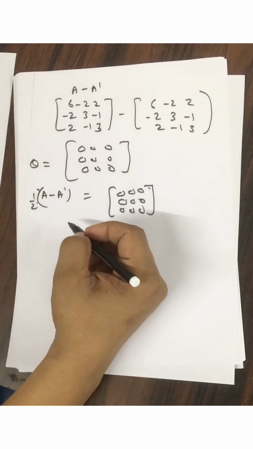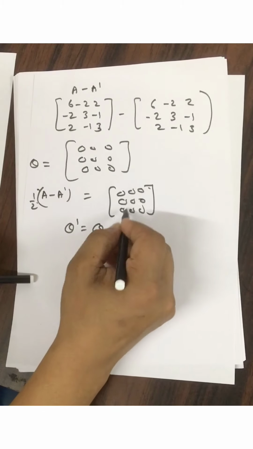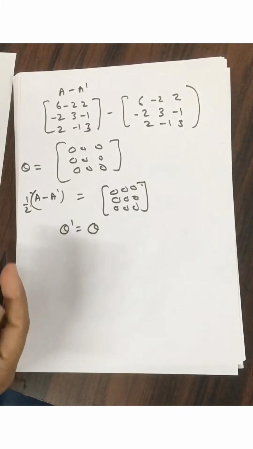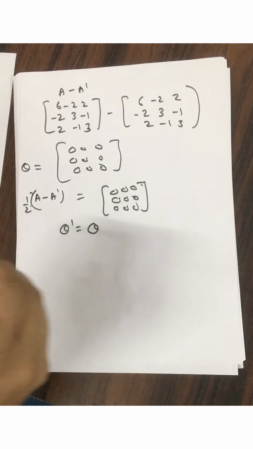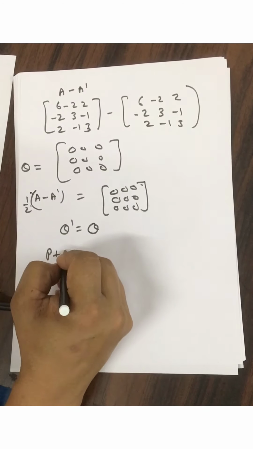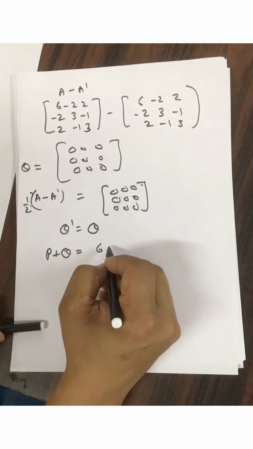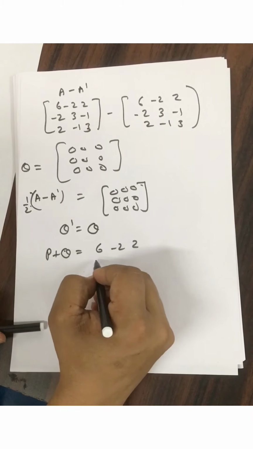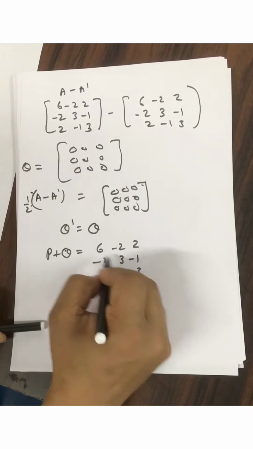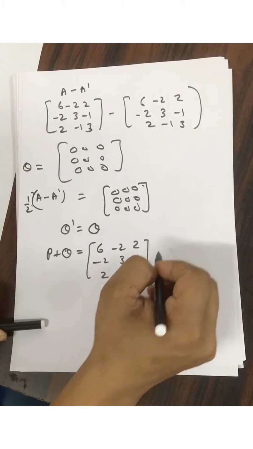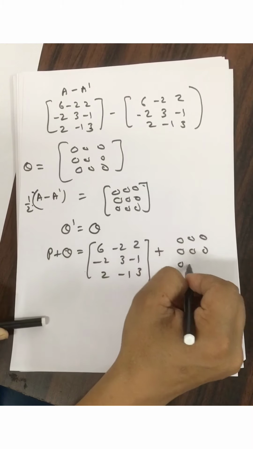Now this is Q. So Q dash, if you find Q dash, that will also be Q, because 0 is there. If you find the negative of that, that does not make sense. So let's now find P plus Q. What was P? Let's see on the previous page. That was 6 minus 2, 2 minus 2, 3 minus 1, 2 minus 1, 3, and plus Q. Q was all zeros.